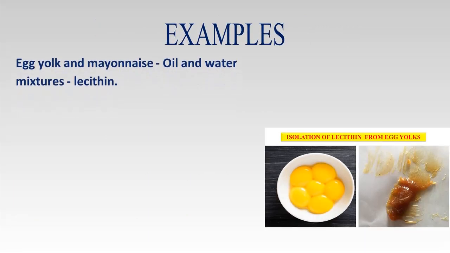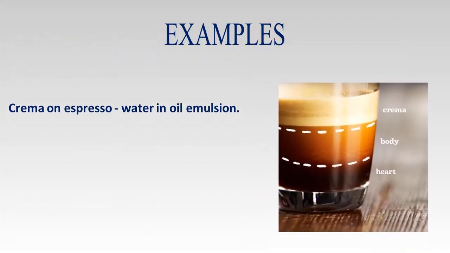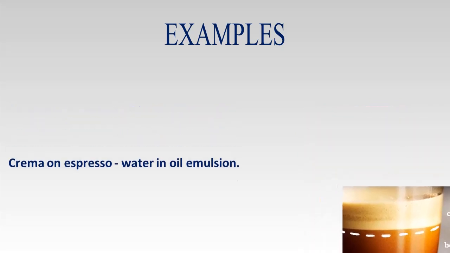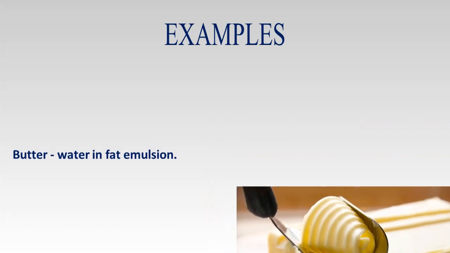Examples for emulsifier are: egg yolk and mayonnaise is an example for oil and water mixtures, and the emulsifying agent involved is lecithin. Crema on espresso is an example for water in oil emulsion. Butter is an example for water in fat emulsion.